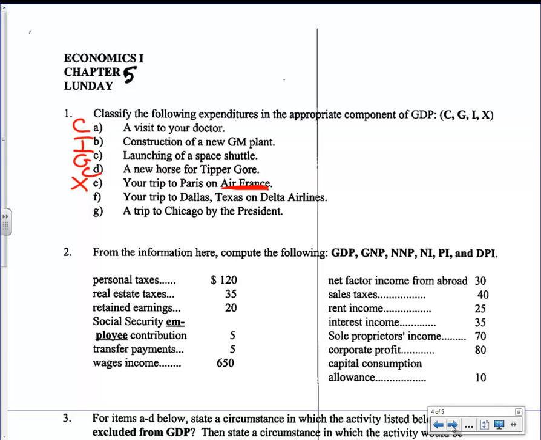If we go to Dallas, Texas, that's going to be our personal trip. Delta is an American airline, so therefore consumption. The president flies only on U.S. Air Force One, so therefore government pays for all of his flights.